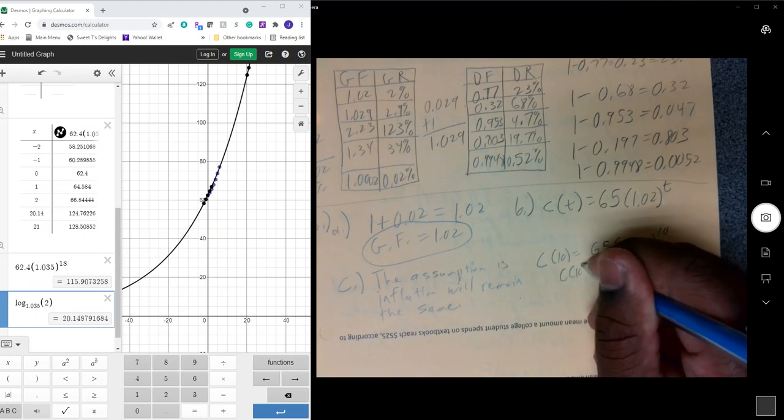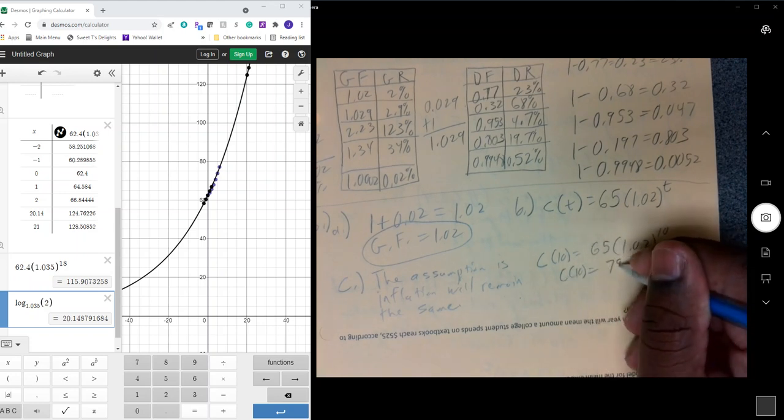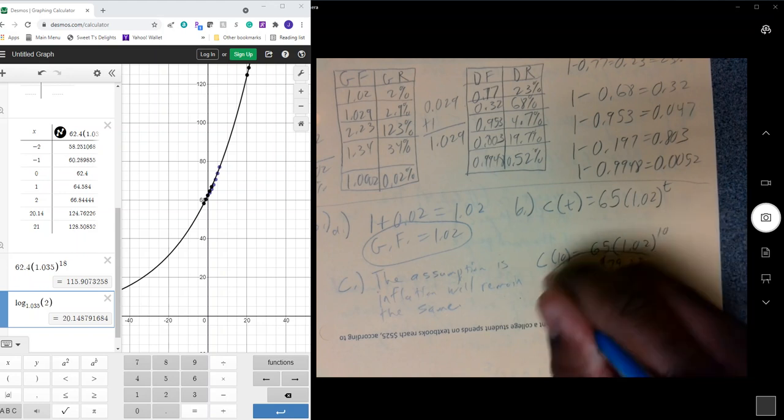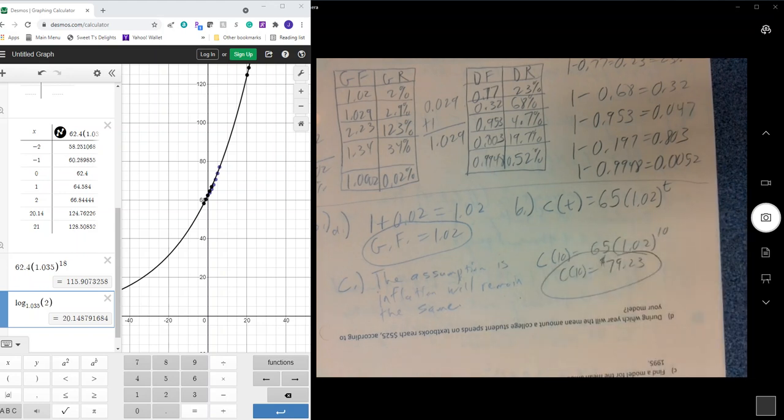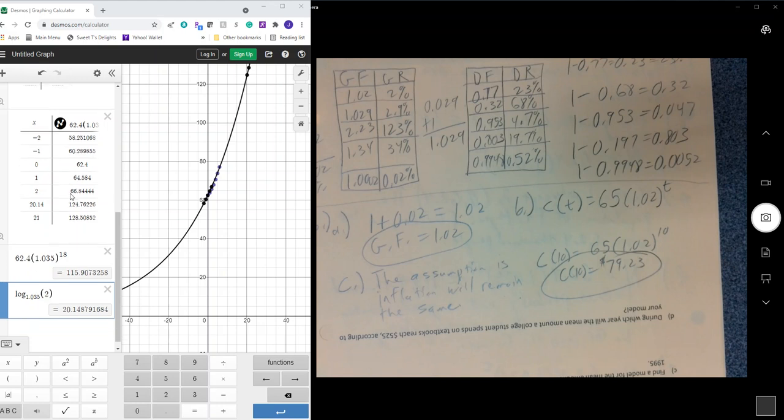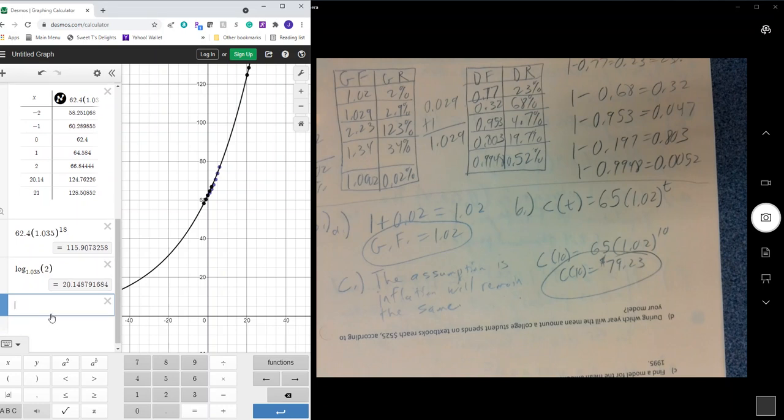And that means C of 10 is equal to $79.23. Now we come here to D. It says, complete the following table for a pair of cross trainer shoes that cost $65 now, round to the nearest cent. Okay, so basically, we're going to use our Desmos calculator here, because the only thing that's really filled up is the T value or X value. But we have our equation, which makes this very nice.